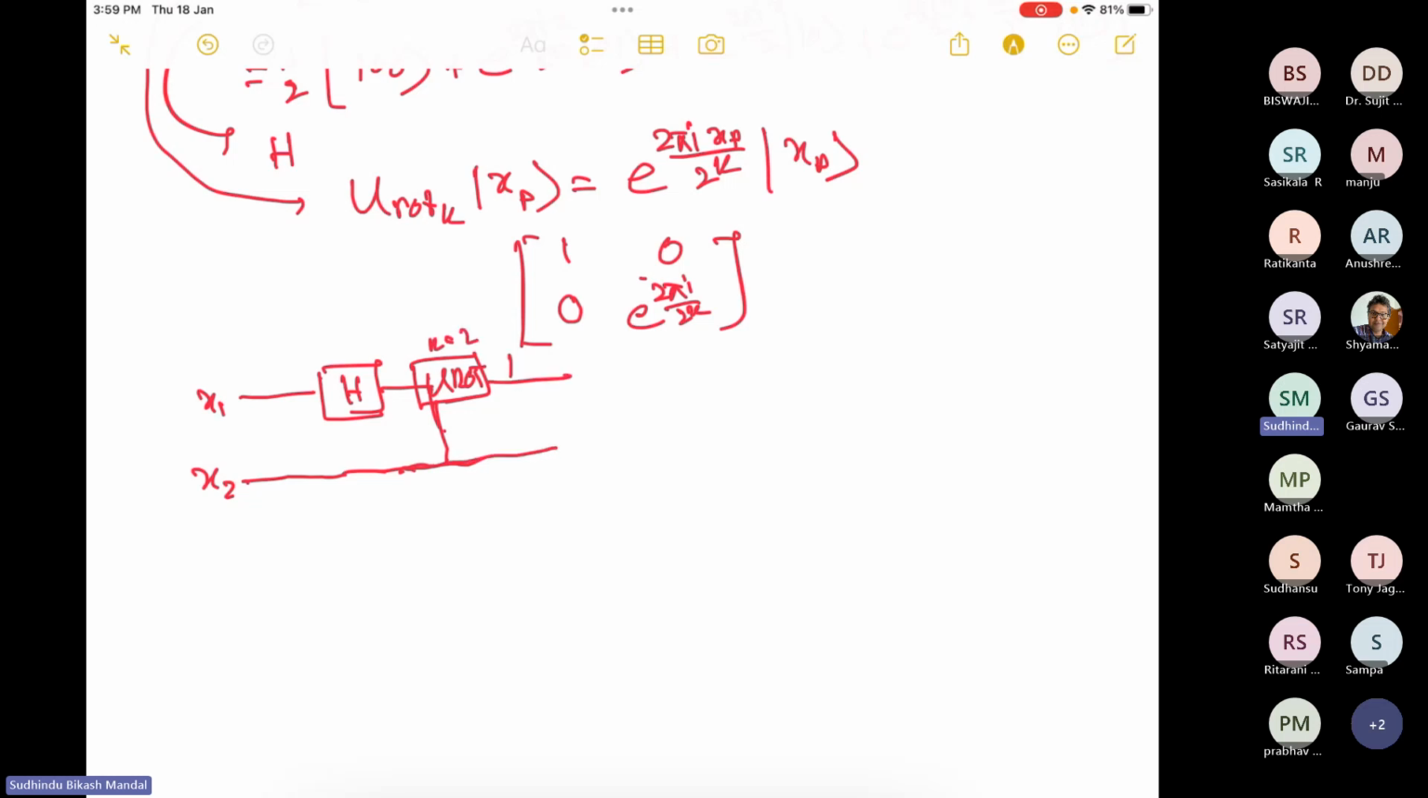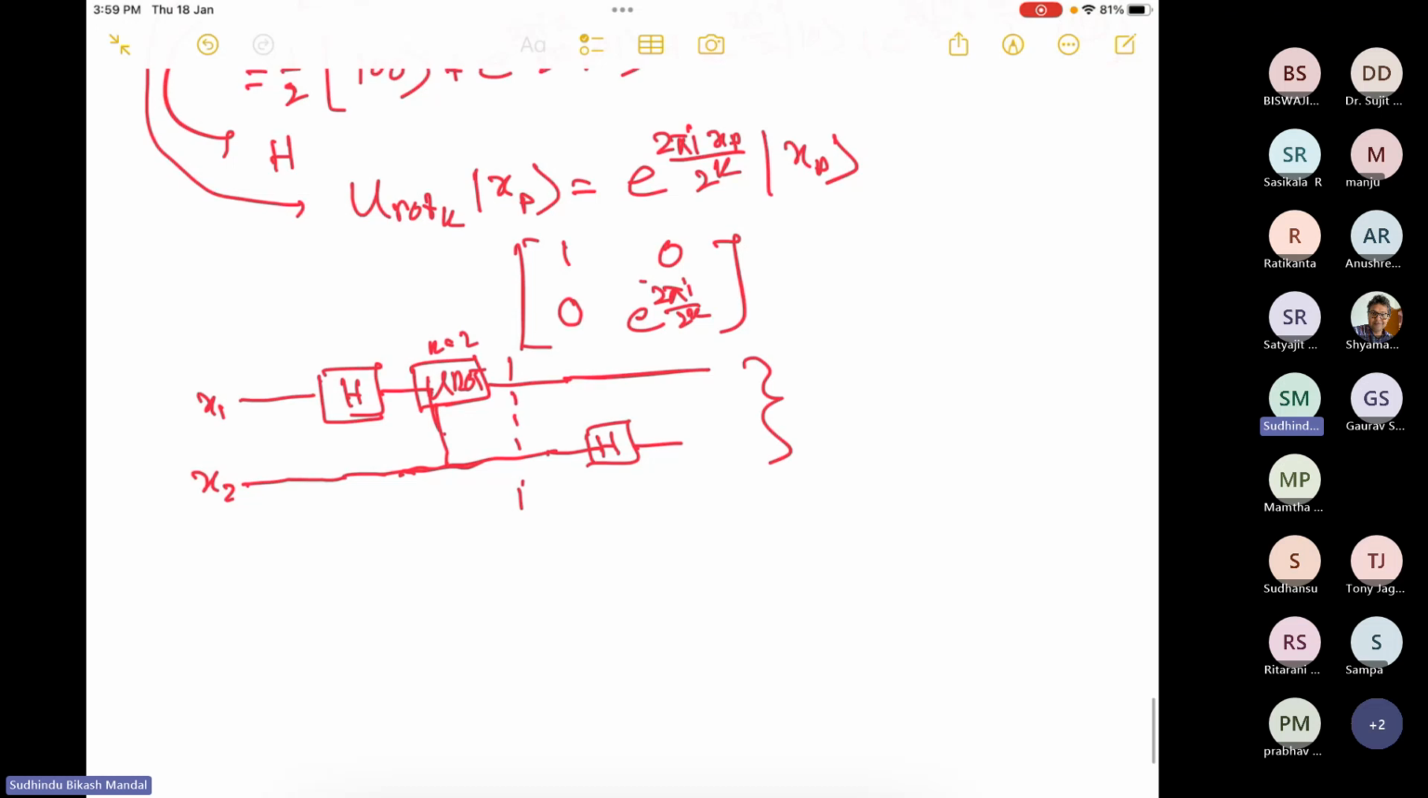This part is for the first qubit. And for x2, this is a single qubit, and for a single qubit we require only a Hadamard gate. That will be your 2-qubit Fourier transformation.